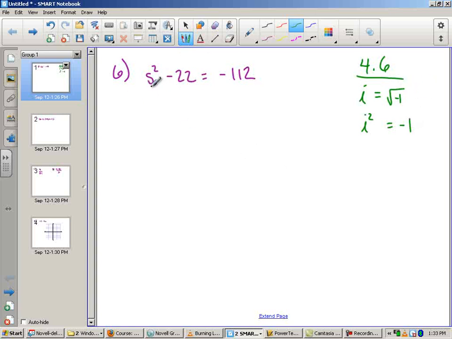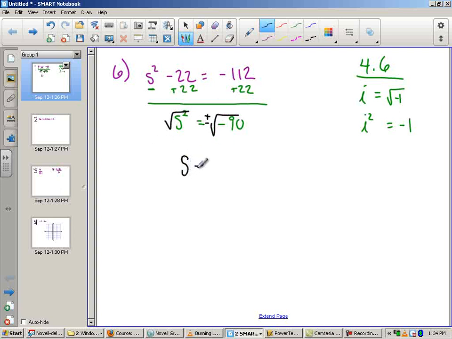Okay, but we're working over here. We're trying to solve for s. So the first thing we want to do is get rid of this 22. We'll do that by adding 22 to both sides. We will get s squared equals, now if I add 22 to -112, I think it's -90. To get rid of this square, I'm going to take the square root of both sides. I know to carry my plus minus. Over here I'm going to have s equals plus or minus the square root of -90.